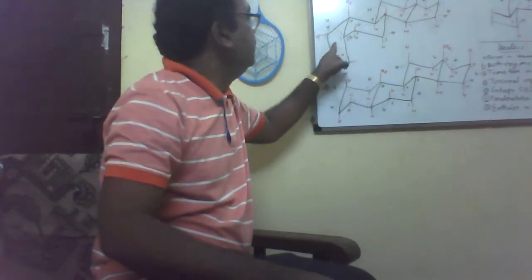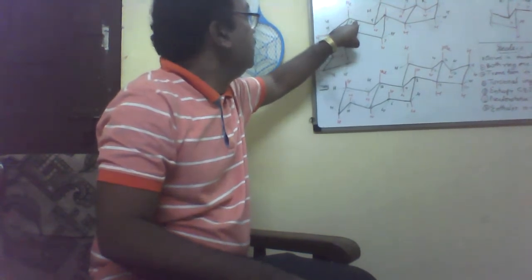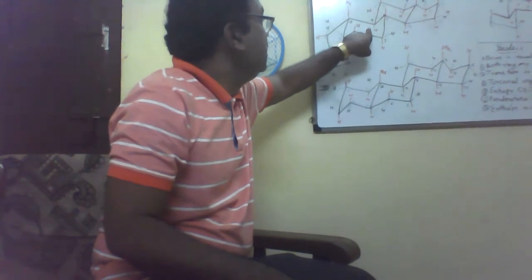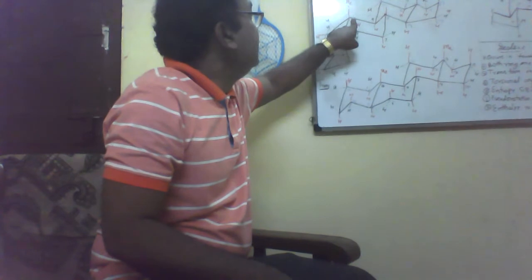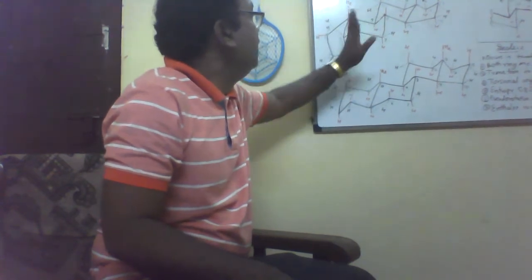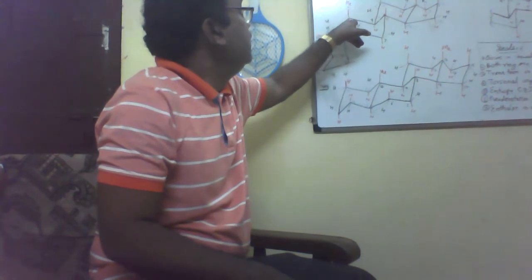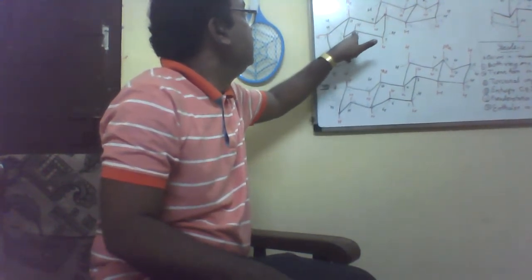When we consider the A ring, which is joined at carbons 9 and 10, it is an axial bond, and this becomes an equatorial bond. When we consider this D ring, this bond is axial while this is equatorial. But when we consider this ring, which is attached at carbons 9 and 10, it is an equatorial bond. This is an equatorial bond, and this is also an equatorial bond.